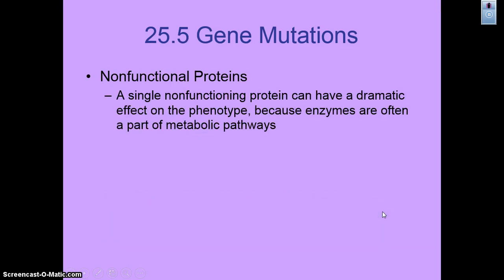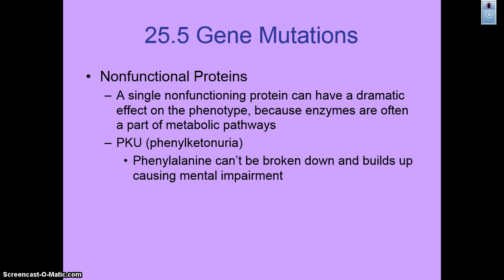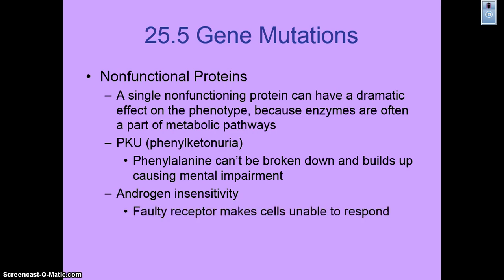A single non-functioning protein can have a dramatic effect on the phenotype. Remember, phenotype is the physical appearance of an organism, because enzymes are often a part of a metabolic pathway. An example of this is PKU syndrome, or phenylketonuria. Phenylalanine cannot be broken down and it builds up, causing mental impairment. Another example is androgen insensitivity. This is a faulty receptor that makes cells unable to respond. The genetic male looks like a normal female, but genetically is a male instead.